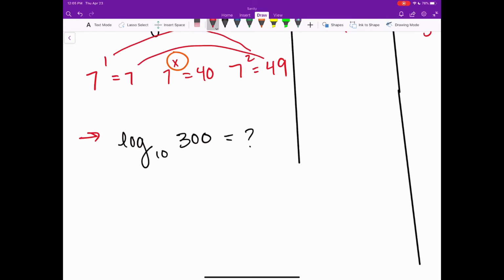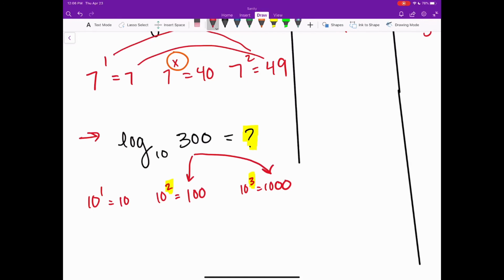Log base 10 of 300. Okay. Again, if I have to make an educated guess, I'm going to use some things that I know. I know that 10 to the first power is just 10. 10 to the second power is 100. And 10 to the third power is 1,000. Oops, one more zero. It's 1,000. And 300 lies between 100 and 1,000, right? So the exponent that I would have to raise 10 to in order to get 300, this value of x, has to be somewhere between 2 and 3. Again, because 300 lies between 100 and 1,000.